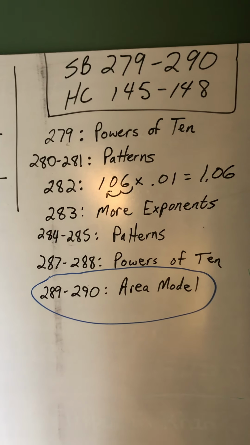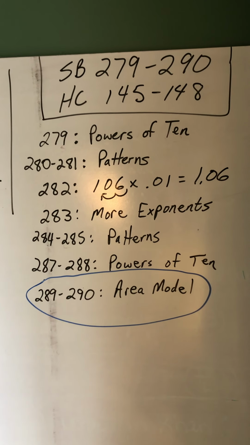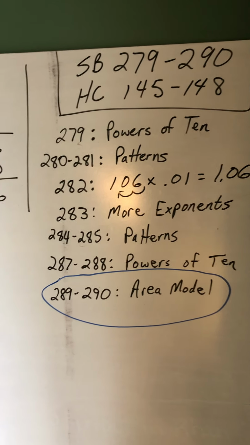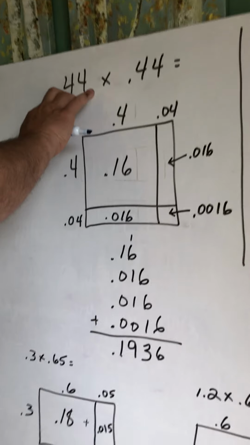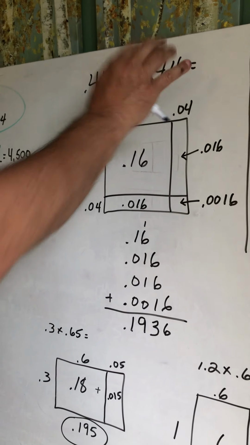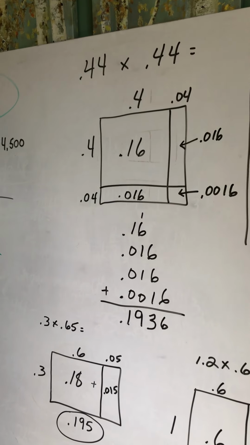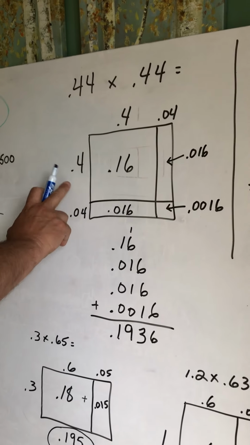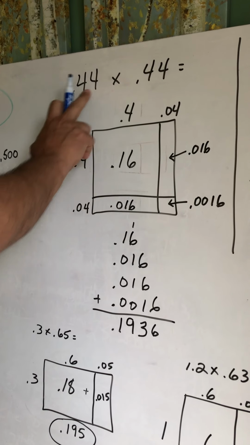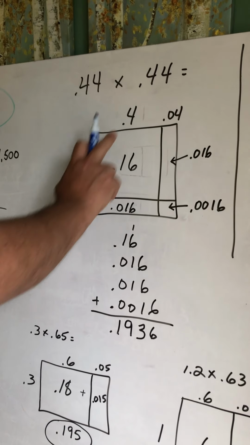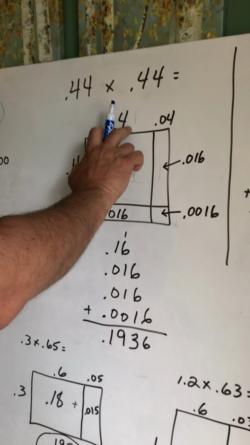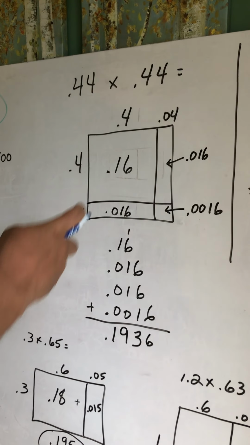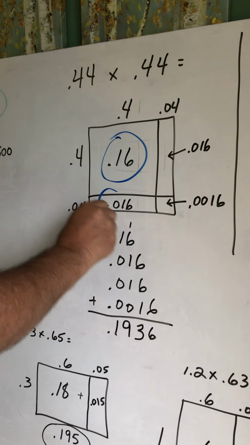289 and 290 is using the area model for decimals, okay? So the teacher's guide wanted me to show you 0.4 times 0.4 in an area model. So this goes down. I know they're the same number, but this goes down. So you have 4/10, 0.4, going across this one, 4/10, 0.4. Now your cube is made up, and now here's all your partial products, okay?